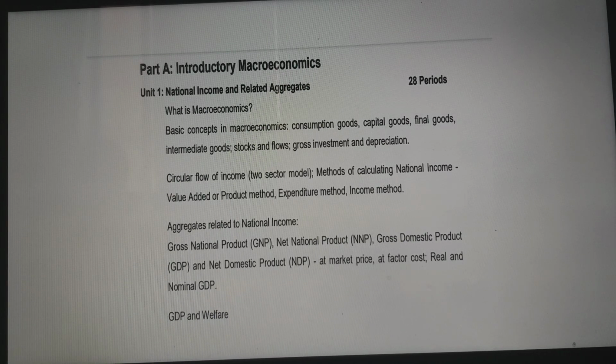Basically, we'll be learning about 3 different methods of calculating national income. That's the value added method, also called the product method, expenditure method, and income method. Besides, we'll be learning about some basic concepts which are essential for understanding the calculation of national income. Another important subtopic that we'll be covering here is GDP and welfare.